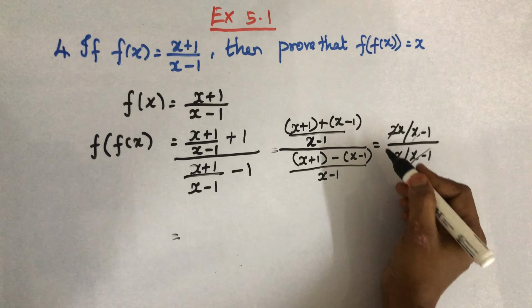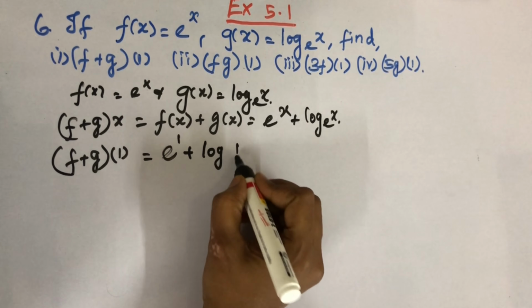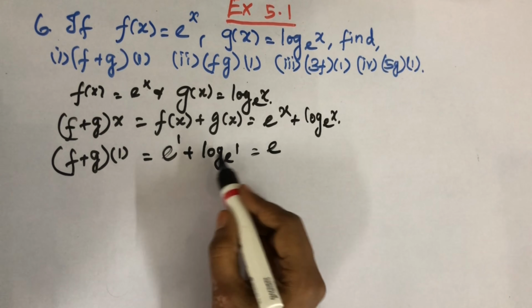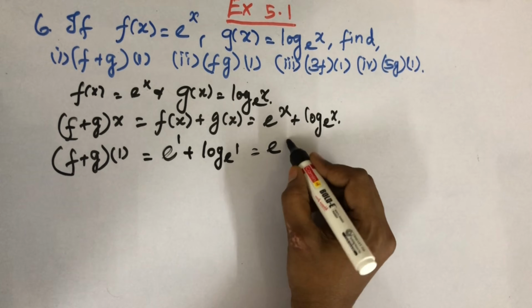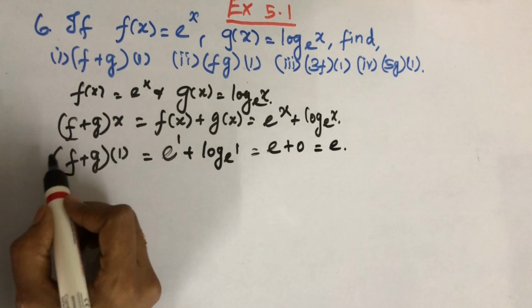That is f of x plus g of x. f of x is e power x plus g of x is log x to the base e. Now, (f plus g) of 1 we have to find. That is equal to, instead of x you have to substitute 1: e power 1 plus log 1 to the base e. E power 1 is e. Log 1 is 0, so it is e. This is the first one.